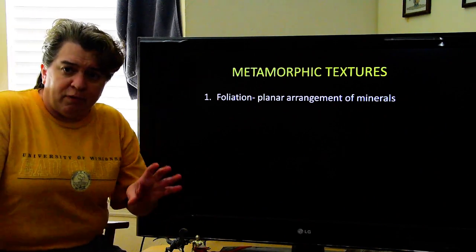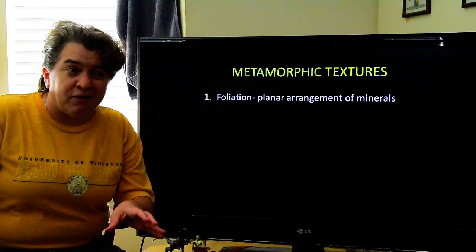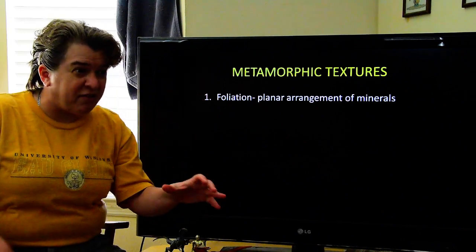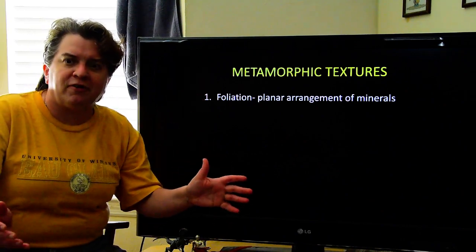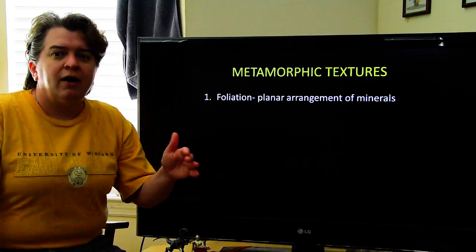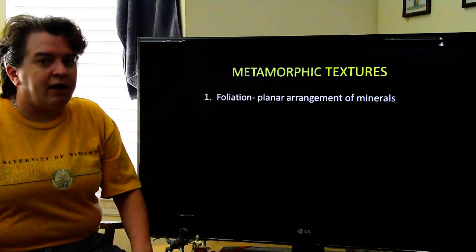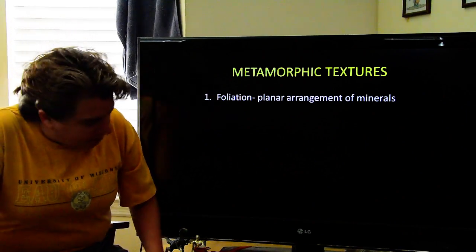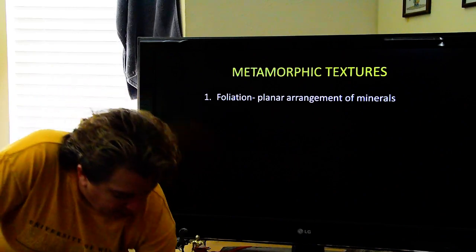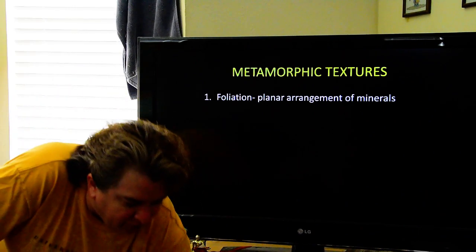Well, the good news with metamorphic rocks, it's not like igneous, right? In igneous, we have that big, long list of, like, I don't know, what, 14 different textures that I made you know. In this case, it's a lot shorter list. And we're going to start with what's called a foliation. And a foliation is a planar arrangement of minerals.